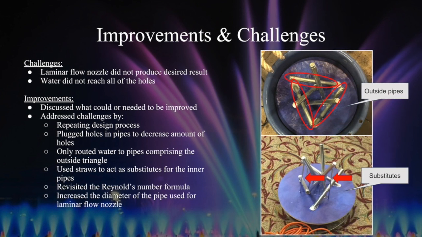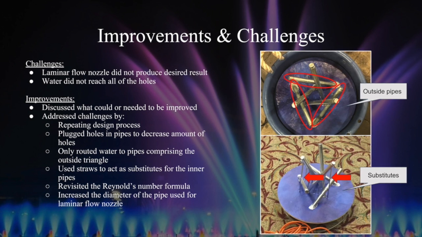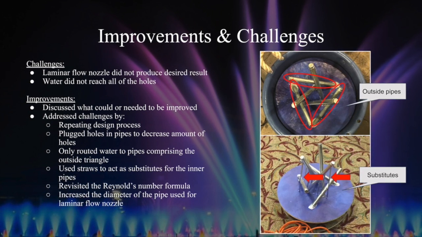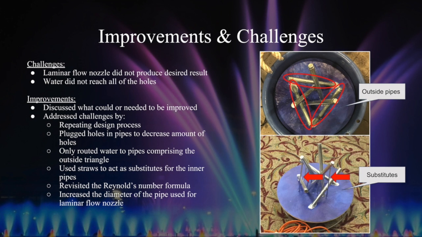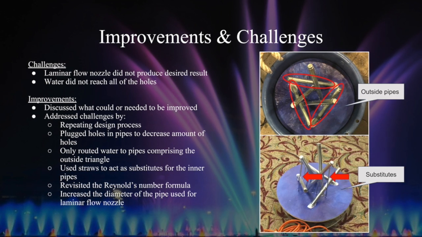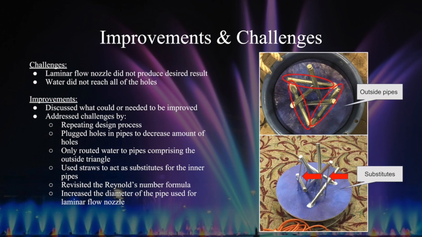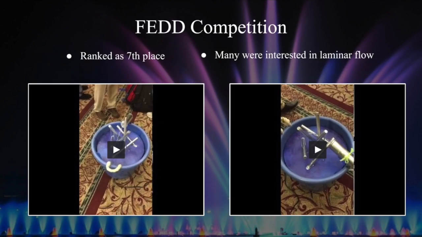Then, to modify the laminar flow nozzle, we returned to the Reynolds number formula, which is an equation that indicates whether flowing water is laminar, semi-turbulent, or fully turbulent. With some new calculations, we obtained a new pipe with a larger diameter to construct our second laminar flow nozzle, which, after a second round of testing, did actually create laminar flow.